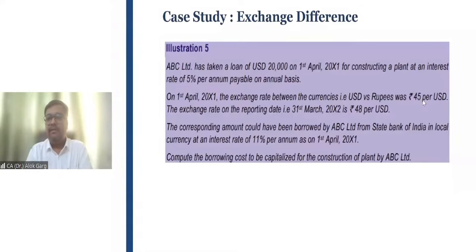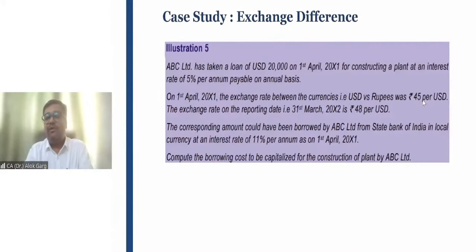Now, step number one. Please write down step number one. In this kind of question, you have to go step by step. Step number one is to calculate interest on foreign currency loan. What is my interest on foreign currency loan? It is $20,000 multiplied by 5%, which comes out to $1,000.